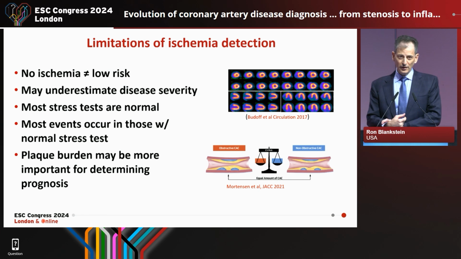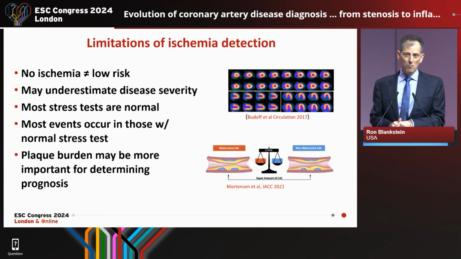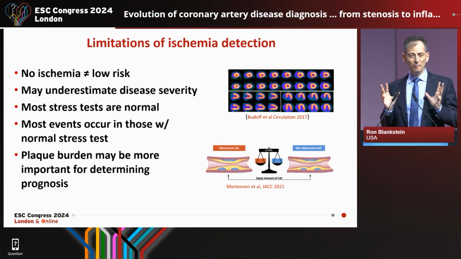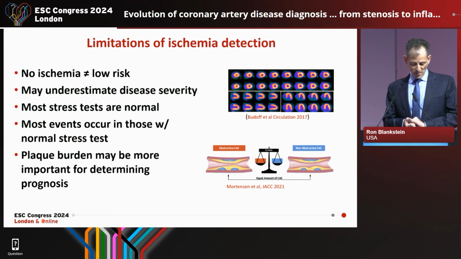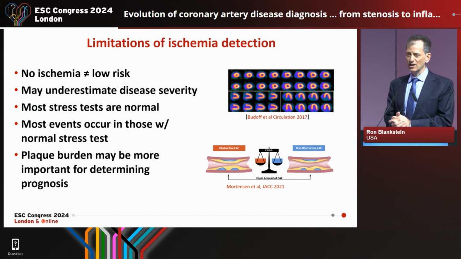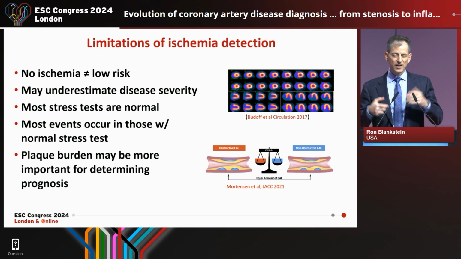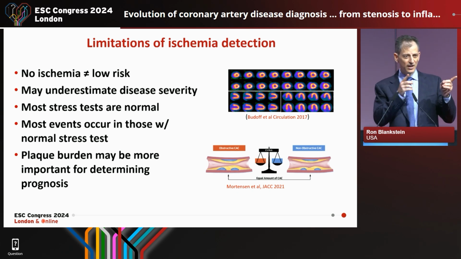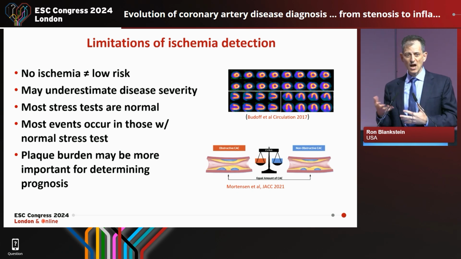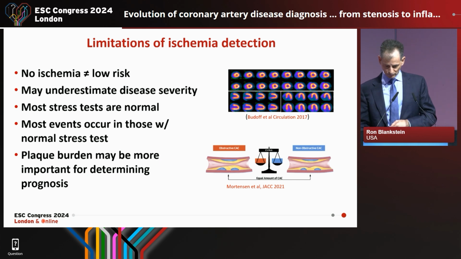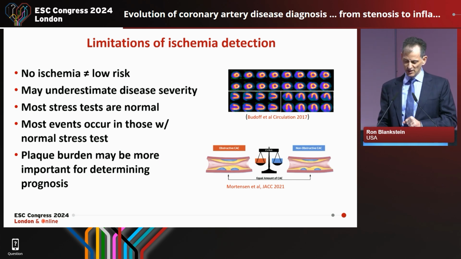The other very important point, and we've seen data now from multiple studies, is that the amount of plaque that individuals have may be more important for determining prognosis than whether or not they have stenosis. And in fact, once we account for the amount of plaque, whether a patient has stenosis or not may not add to prognosis. So these are the limitations of ischemia detection.